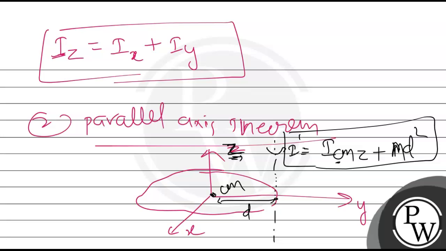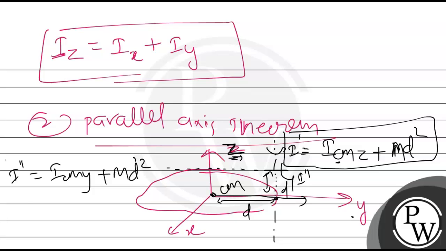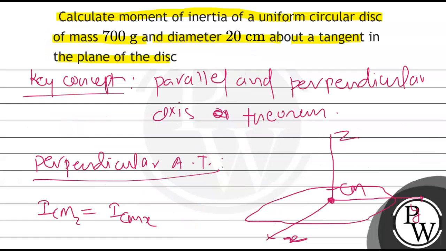Similarly, if we are given the moment of inertia about the y-axis and we need to find the moment of inertia about a new axis, I double dash, which is parallel to the y-axis, we can write I double dash is equal to I center of mass along the y-axis plus m into d dash square, if the distance between these two axes is d dash. This is the parallel axis theorem.